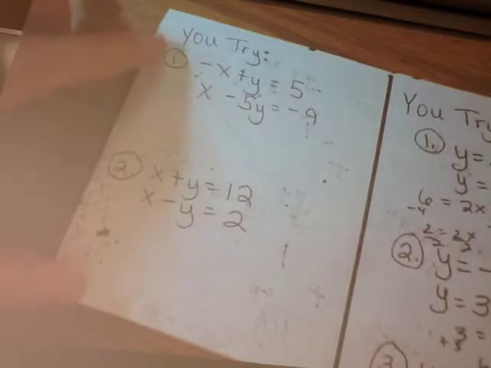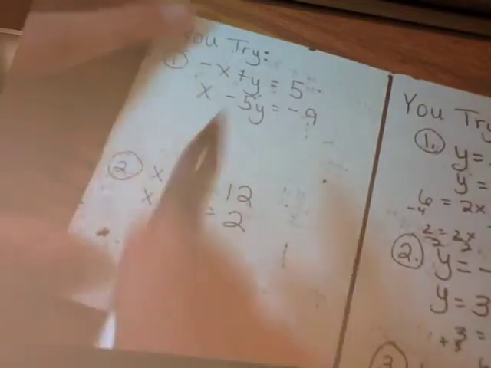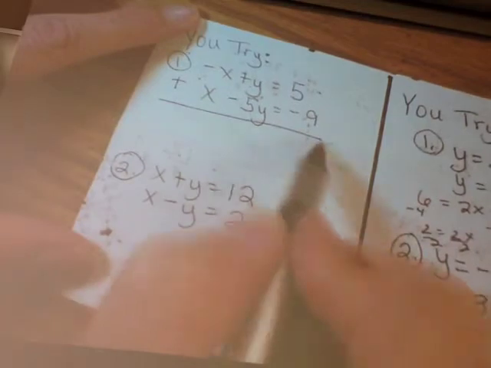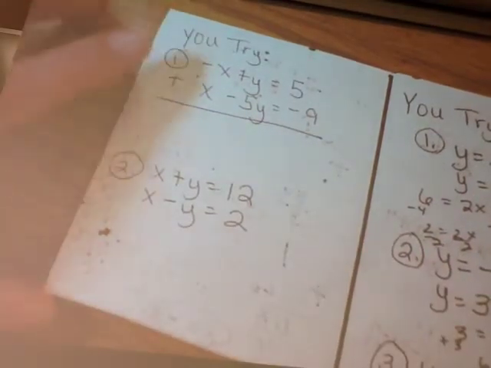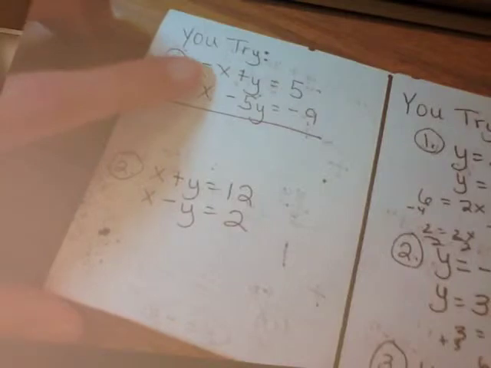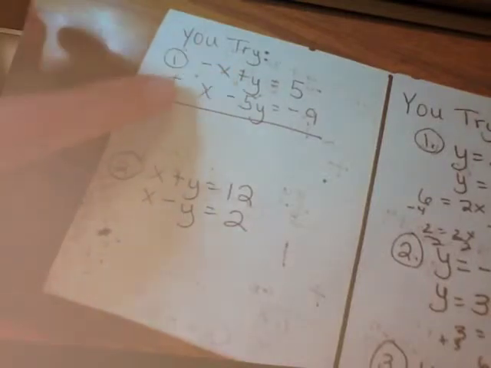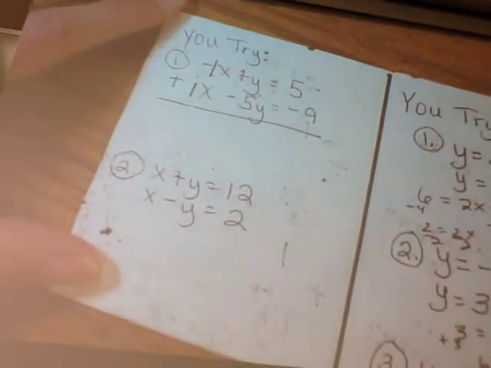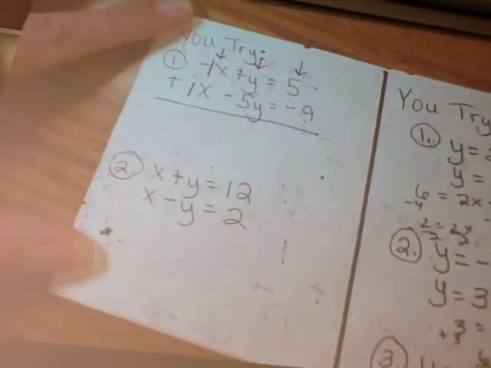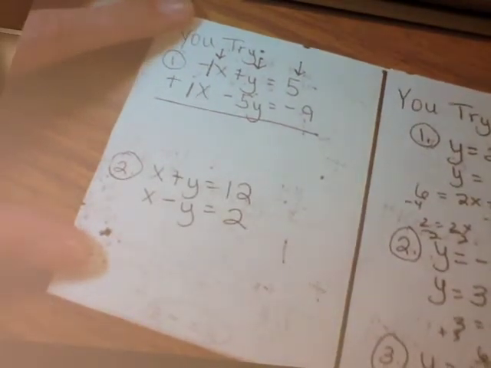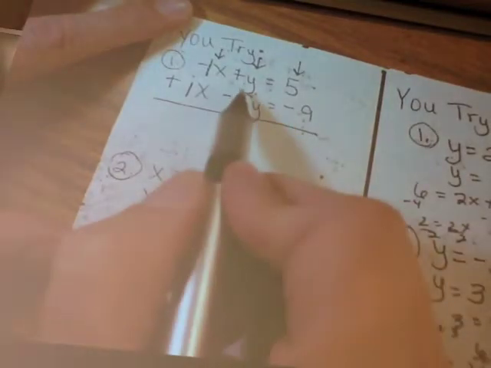Okay, if we look at the very first one, what are you going to be eliminating, the x's or the y's? In this one right here, it's going to be the x's, because a negative x plus a positive x. And if you don't have numbers, remember you can put in 1. So you have a negative 1 and a positive 1. So you're going to get rid of the x's in that one. So go ahead and add. You're going to add down each column, just like we did in the front. Add straight down. Watch your signs. If there are no numbers, put in 1.